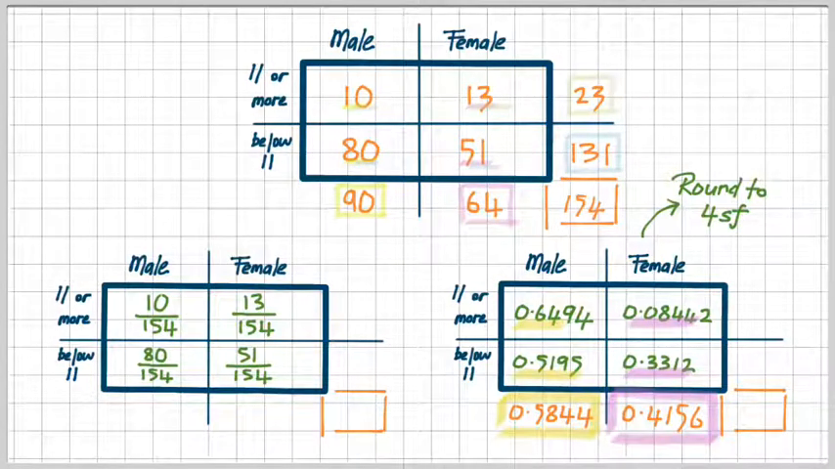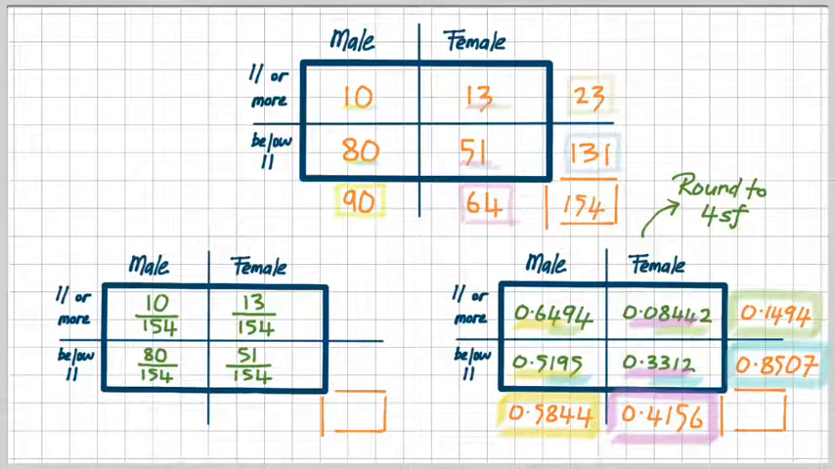Okay, now to complete the table, we also need to add up horizontally, or from left to right. So those two numbers will give you 0.1494, and these two numbers will give you 0.8507. Now, what do you think is going to happen when we add up the yellow total and the pink total? And what do you think is going to happen when we add up the green total and the blue total? Well, let's have a look. Add those up, you're going to get 1.